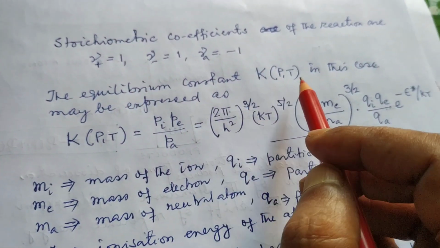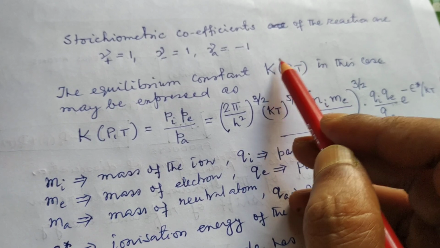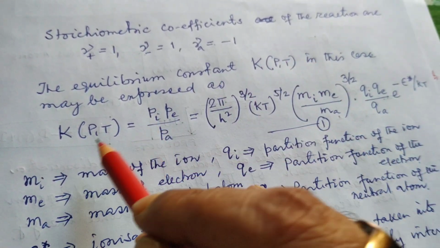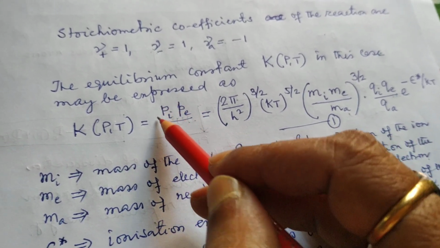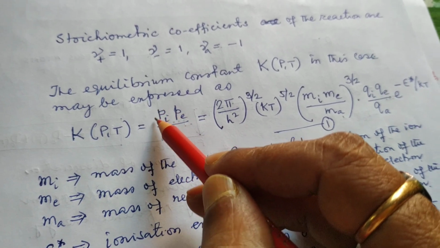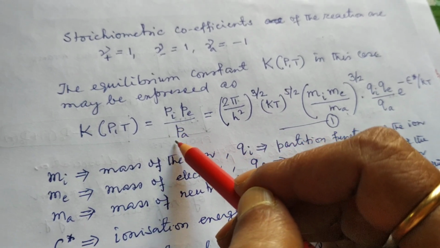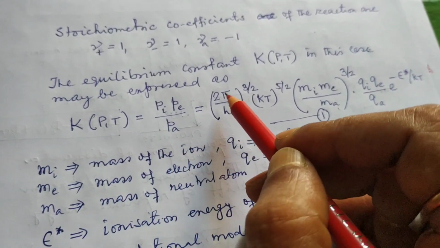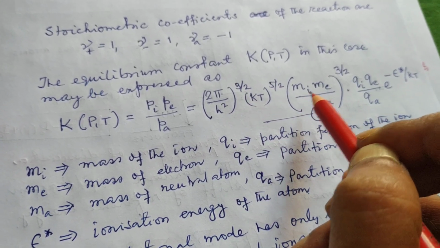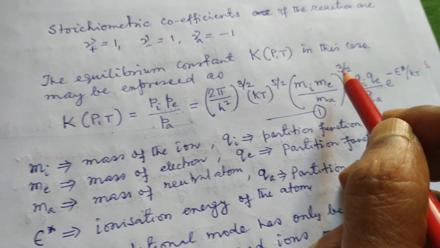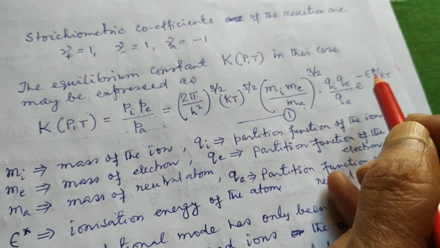Now the equilibrium constant Kpt in this case is not the standard equilibrium constant. This equilibrium constant depends on pressure and temperature. Kpt equals Pi Pe by Pa, where Pi is the partial pressure of the ion, Pe is the partial pressure of the electron, and Pa is the partial pressure of the neutral atom. So this is equal to (2 pi m_e / h square) whole to the power 3 by 2, (kT) whole to the power 5 by 2, (Mi Me by Ma) whole to the power 3 by 2, Qi Qe by Qa into e to the power minus epsilon star by kT.